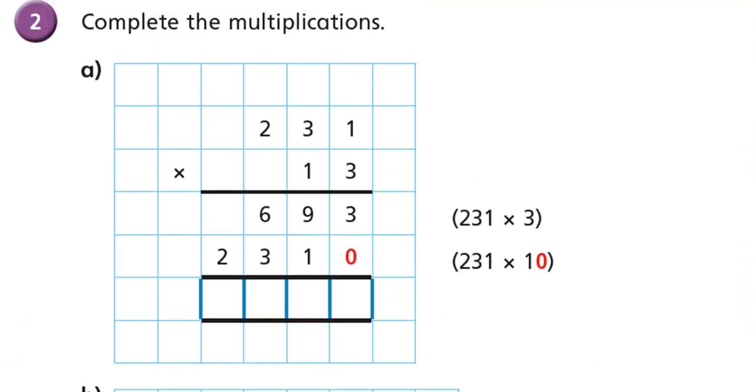Okay, let's go back to this one. I've got my 231 multiplied by 13. I'm just doing an adding up job here. So 231 multiplied by 13 is 3003.